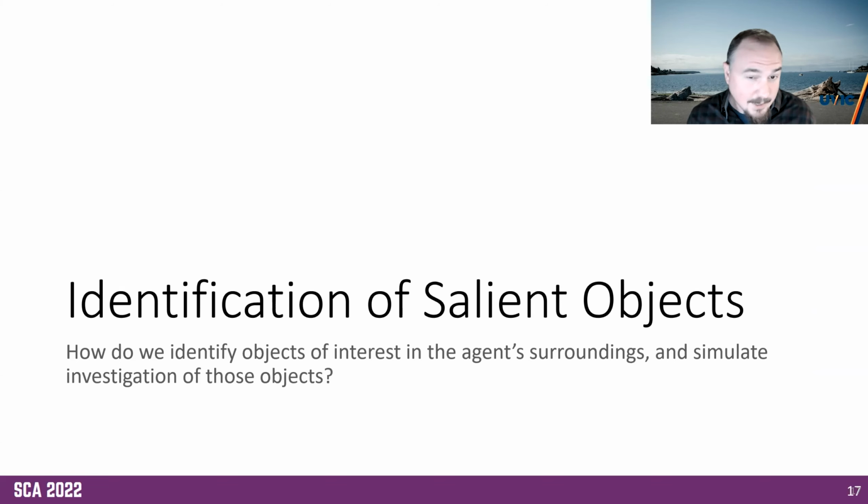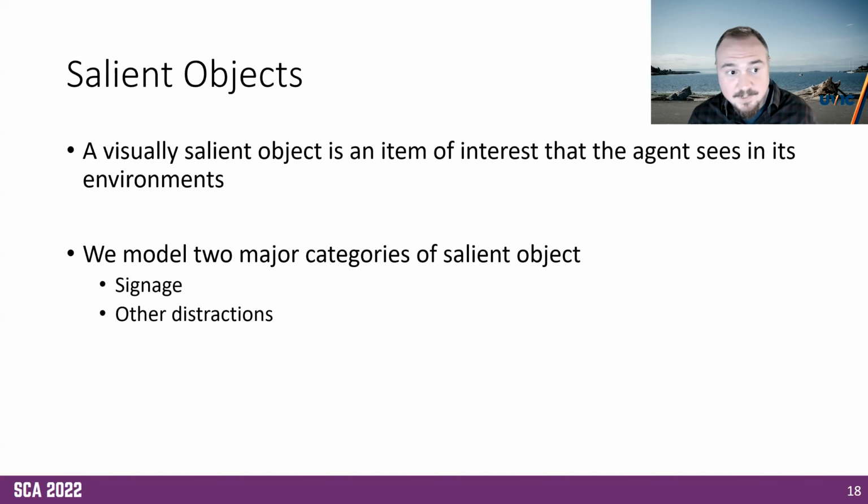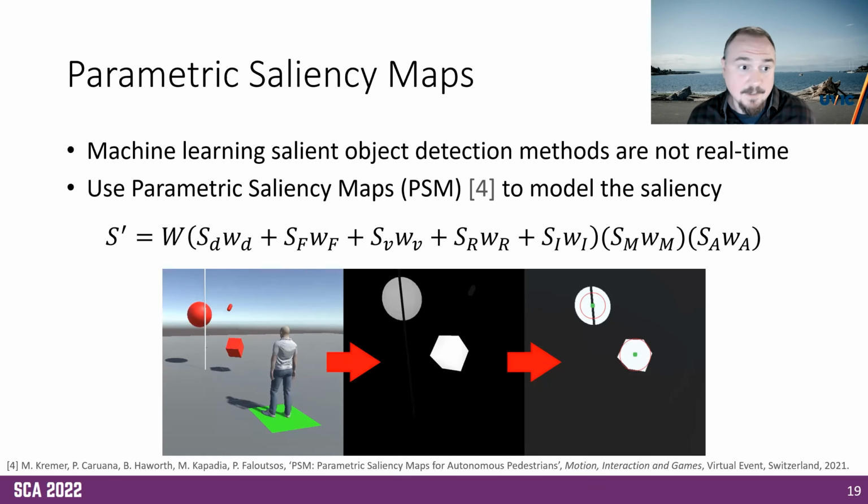Now, we are talking about vision-driven, but vision is kind of hard and expensive to do in real time, especially with lots and lots of agents. So from a cognitive standpoint, we want to talk about salient objects. These are things that, when we're walking around as humans, stand out to us. A visually salient object is something that's interesting to us. It stands out. We want to look at it or pay attention to it. And we're going to model two versions of that, signage and distractions. And we're going to do that using some recent work in estimating saliency maps.